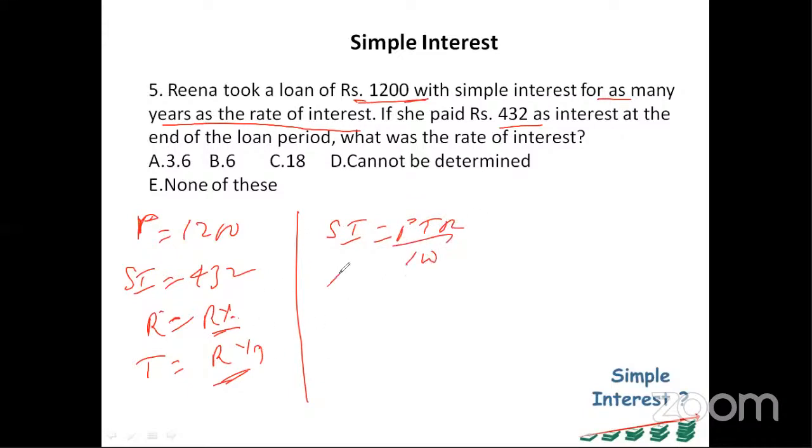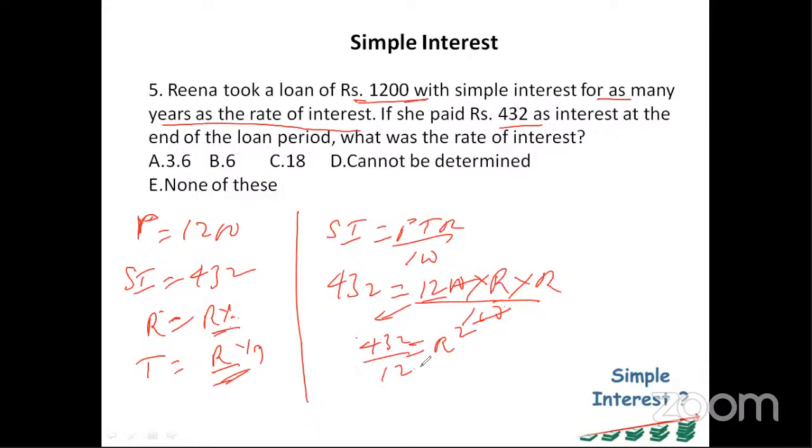SI is equal to PTR by 100 again. SI means 432 is equal to P, which is 1,200, into T. T means R, they are telling, the same as the rate of interest. And R again, divided by 100. Here you see 2 zeros get cancelled. R into R gives R square on the right hand side. This 12 will come down, so 432 divided by 12.